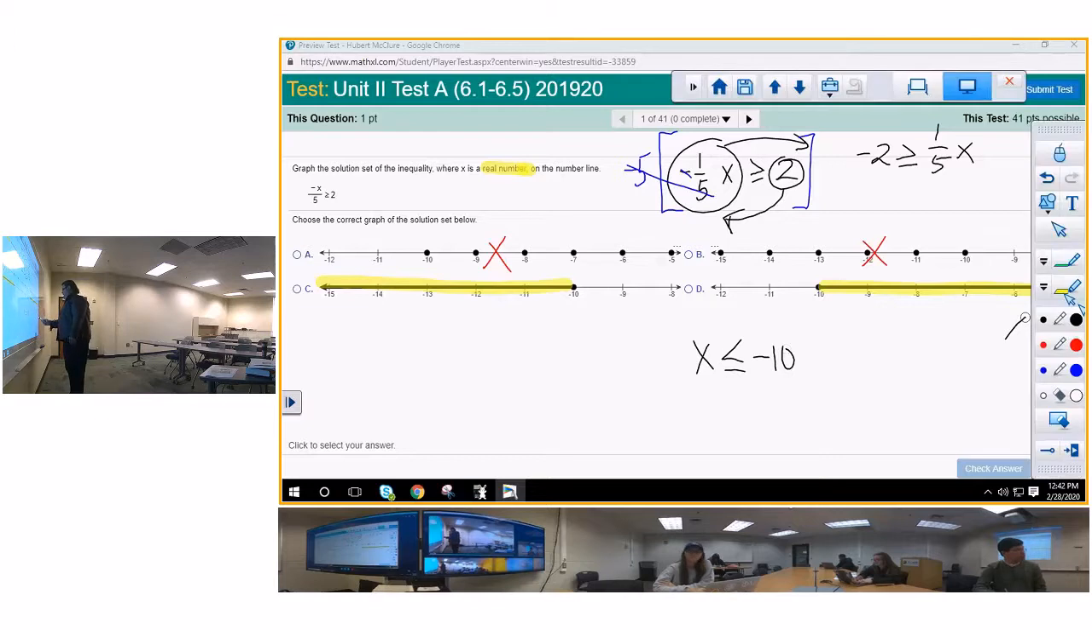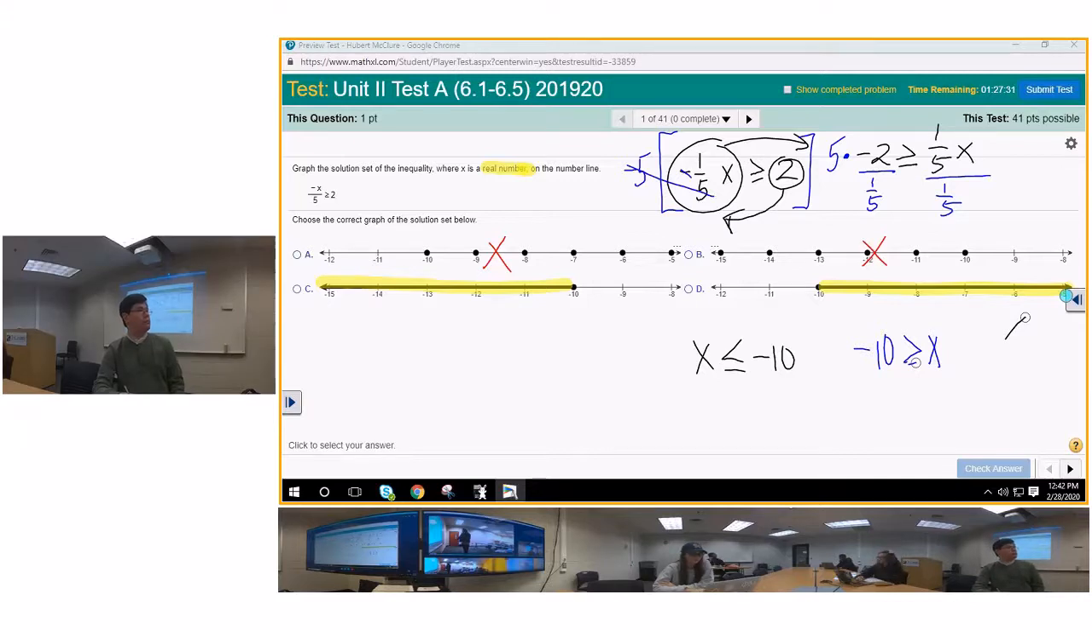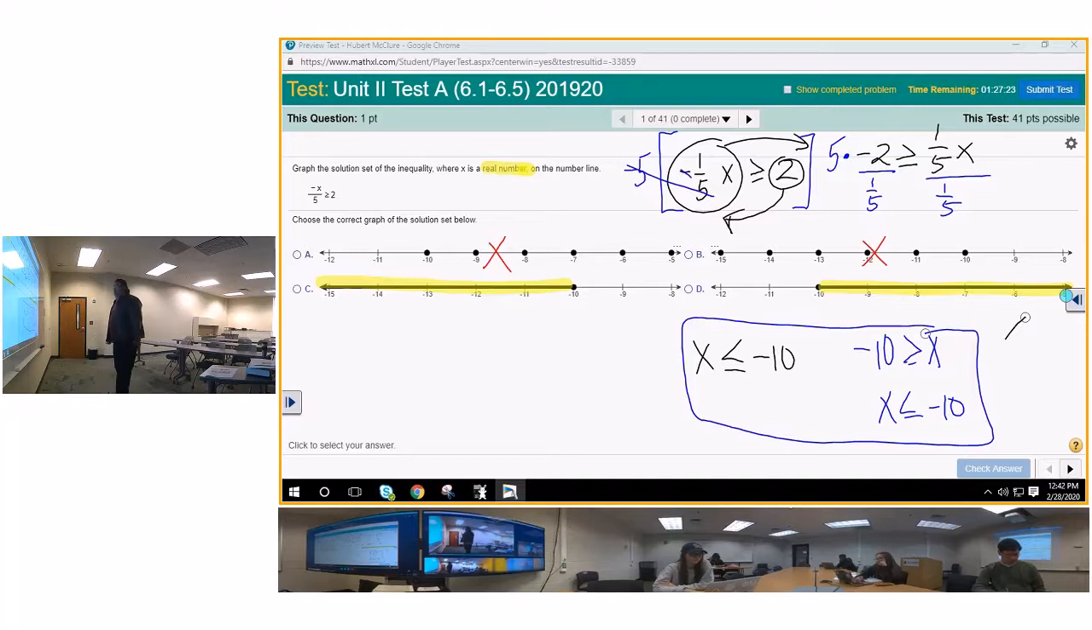Here, I'm going to divide by 1/5. When I divide by a fraction, I multiply by the what? And both should be the same. Yeah, turn this around. X is less than negative 10. These are the same thing. All three of these are the same. Okay, negative 10 is greater than x.